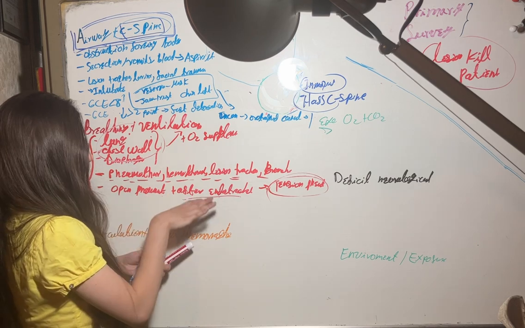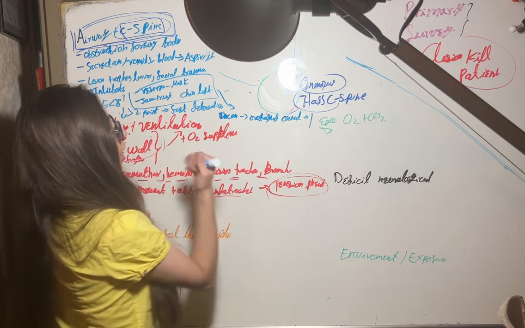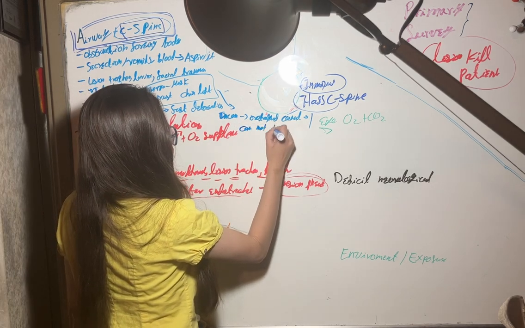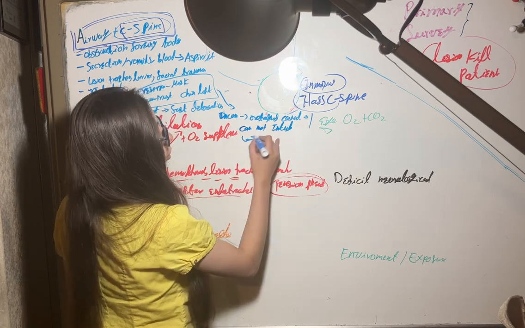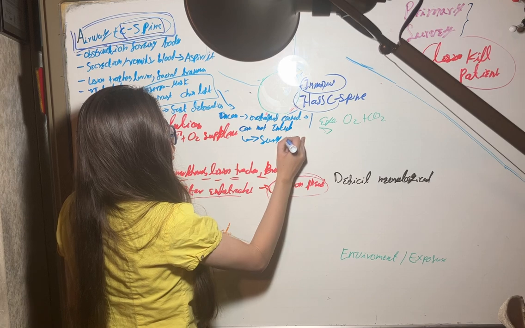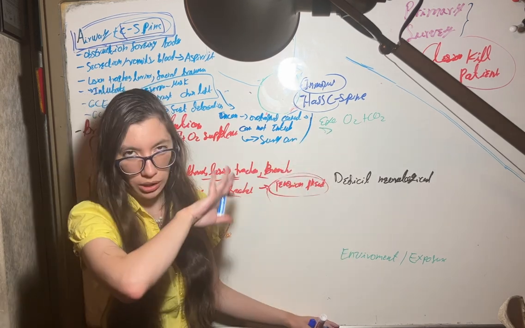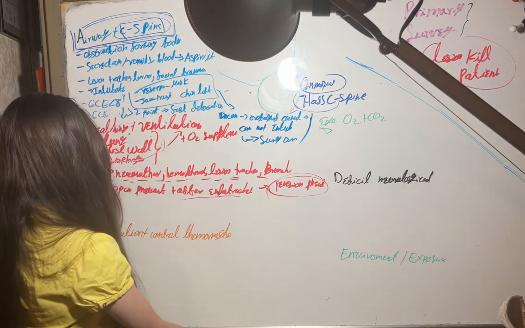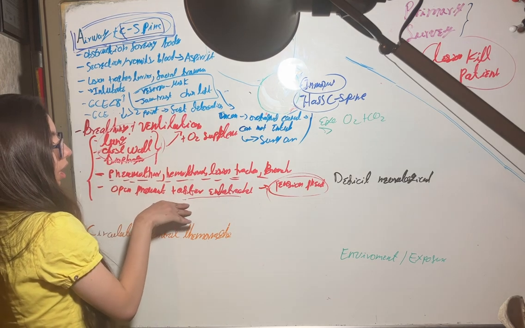Also, if for some reason we cannot intubate the patient or it is contraindicated, we should go to a surgical airway, which is cricothyrotomy, but we'll see that later. So these are the generalities of breathing and ventilation.